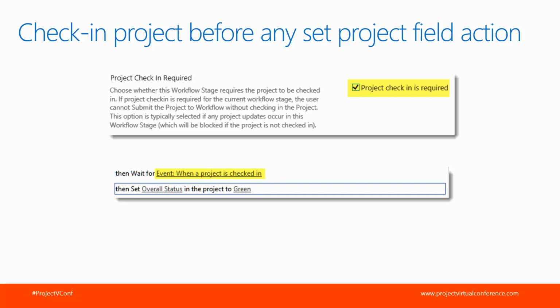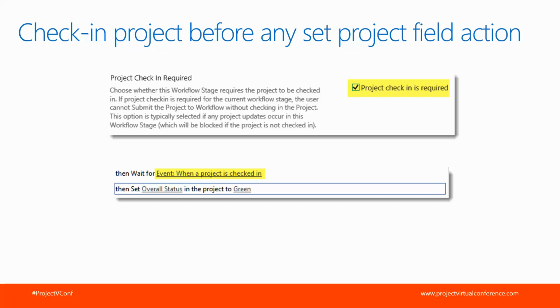One of the common events or actions you might want is the ability to set a project field. And I actually show that down here. So in this case, maybe I have a requirement to set my overall status field in the project to green. No problem. However, you must check in the project before this action.